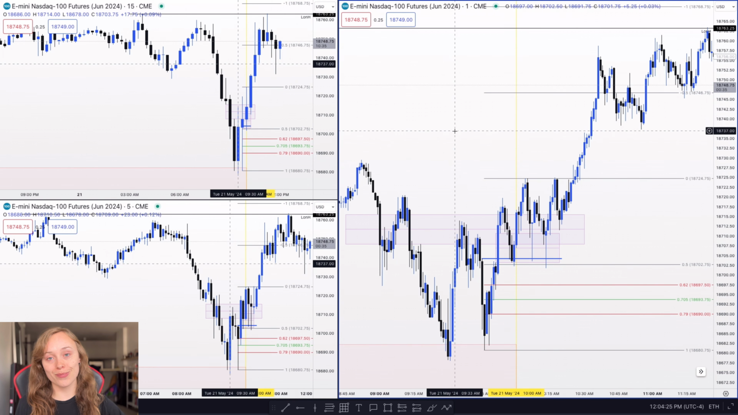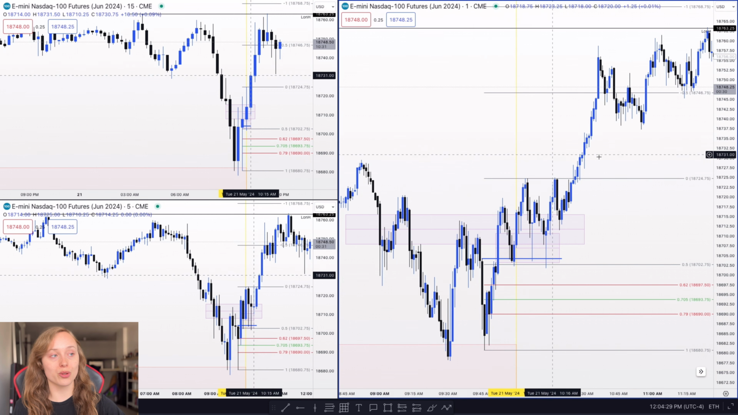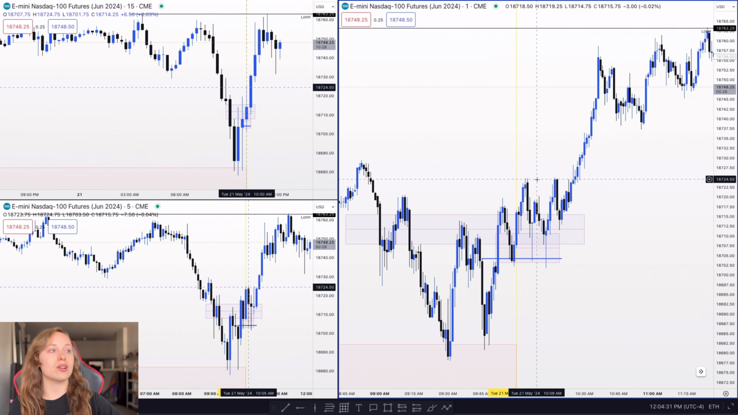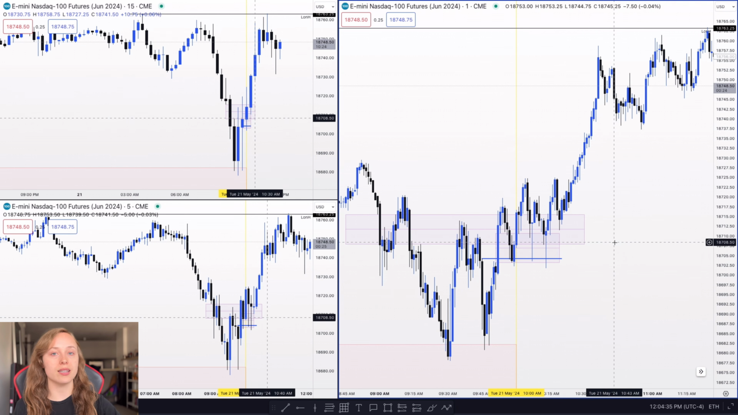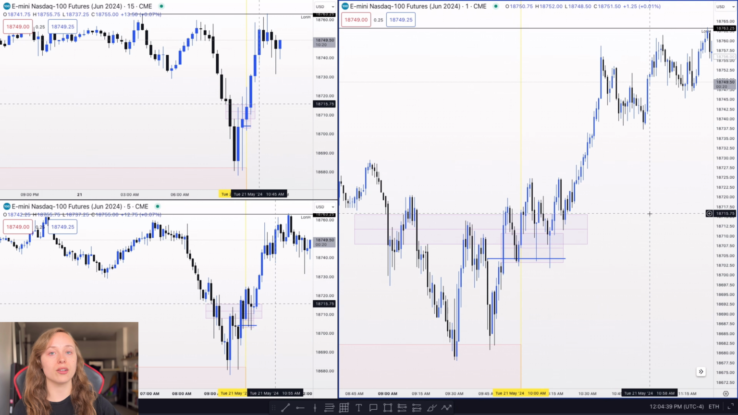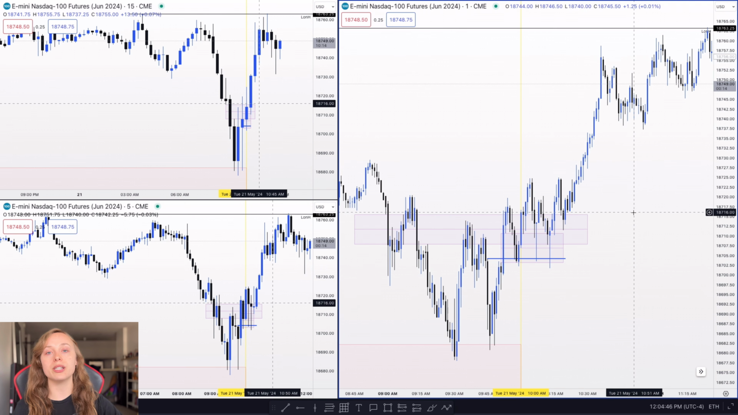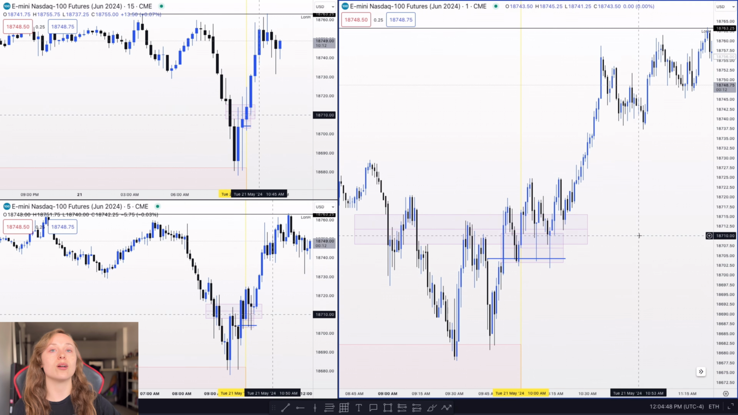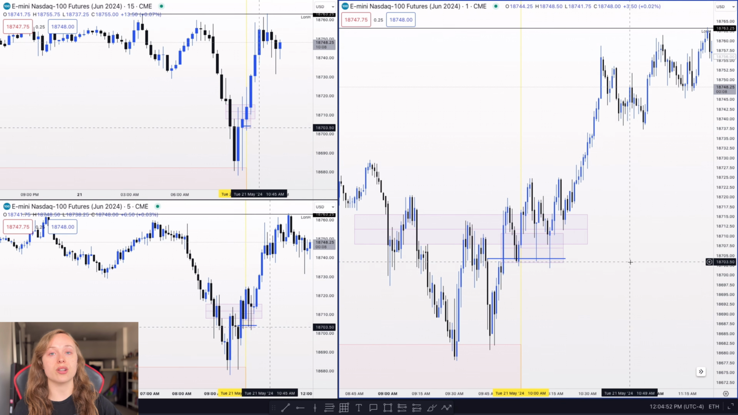But that didn't stop us from trading. As long as our draw on liquidity was not reached, we still have opportunity to trade. And I think that's something I've learned trading over the years: as long as our draw on liquidity has yet to be reached, we can still take trades. They might not be as good as the initial entry, but we don't need to stress about not getting that perfect setup, right?